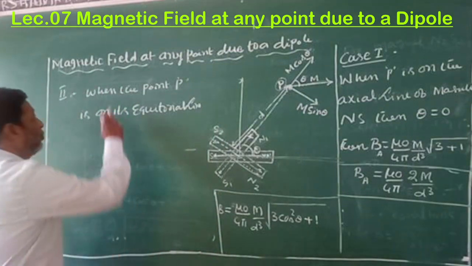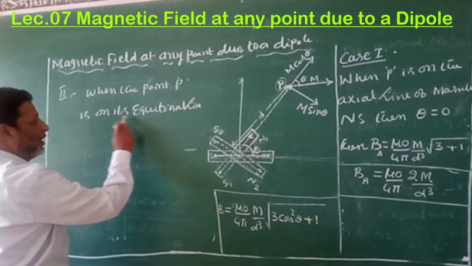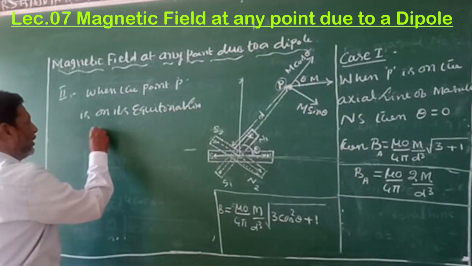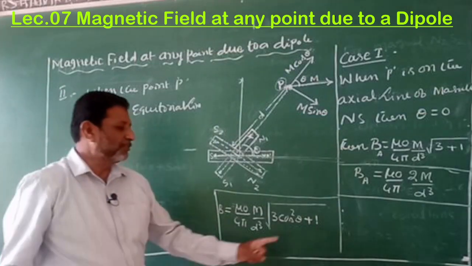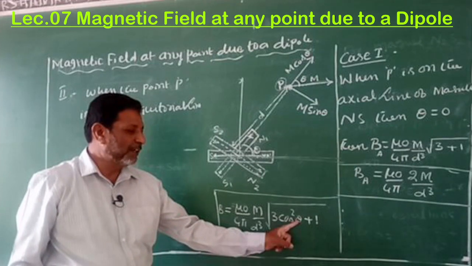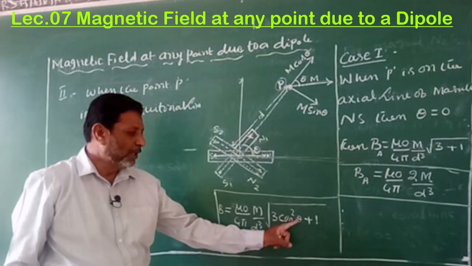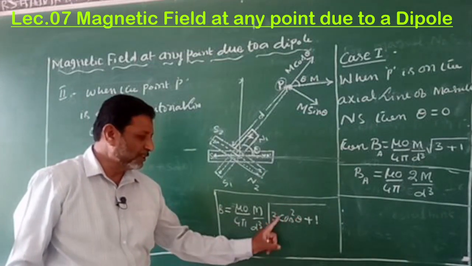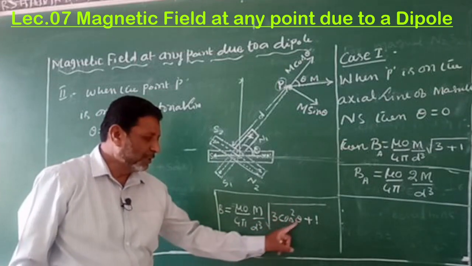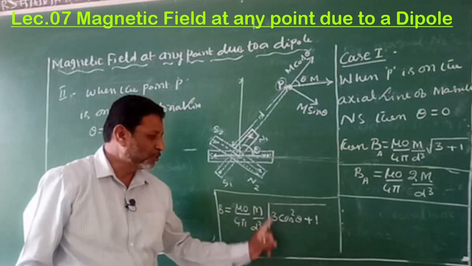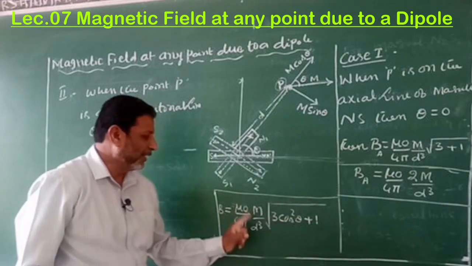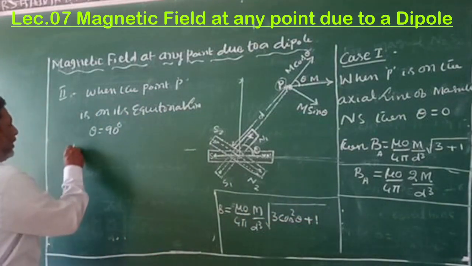Now, when this point P is on its equatorial line, theta is equal to 90 degrees. Now what you do is substitute theta equal to 90 degrees here. cos 90 is equal to 0, and 0 into something is 0, so this complete factor will become 0. Then 1 will be left here, and the square root of 1 is 1.